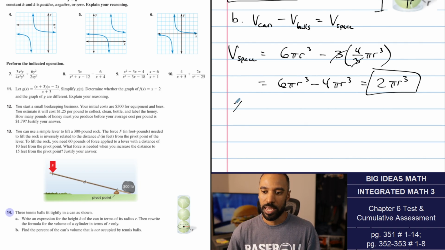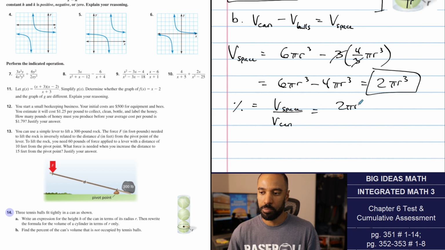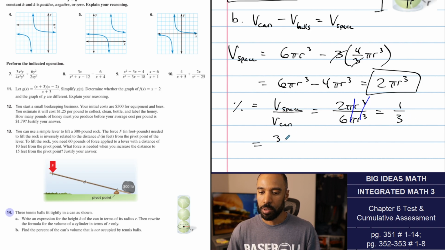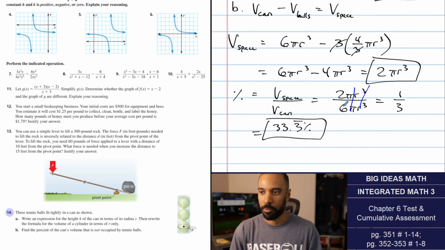So the percentage is going to be the space volume over the total volume, the volume of the can. So that is 2 pi r cubed over 6 pi r cubed. The pi r cubed cancels, and 2 over 6 reduces to 1/3. So the percentage is 33.3 repeating percent. It's 0.3 repeating, so 33.3 repeating percent for that one.